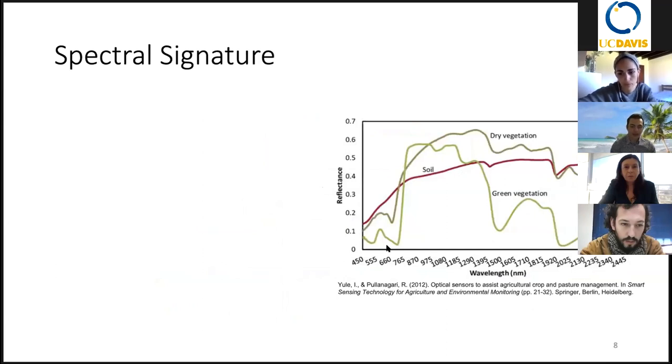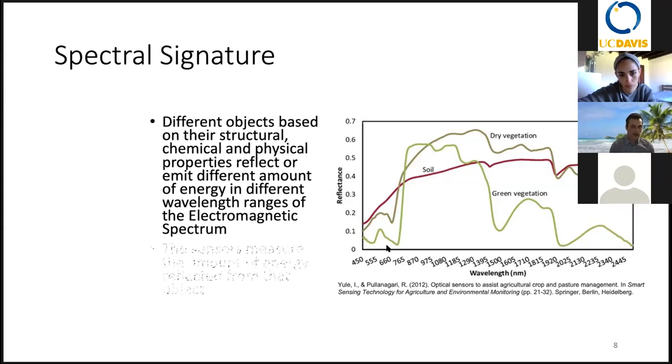So I briefly talked about the spectral signature. Like any other human who has a signature that is associated with them, we can detect objects on the ground based on the spectral signature. So let's see how it works.